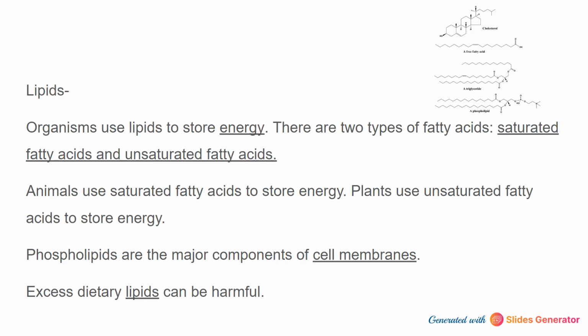Lipids. Organisms use lipids to store energy. We have 2 types of fatty acids, saturated and unsaturated. Animals use saturated fats to store energy, and plants use unsaturated fatty acids to store energy. Phospholipids are major components of cell membranes that we're going to study more later, and excessive dietary lipids can be harmful.